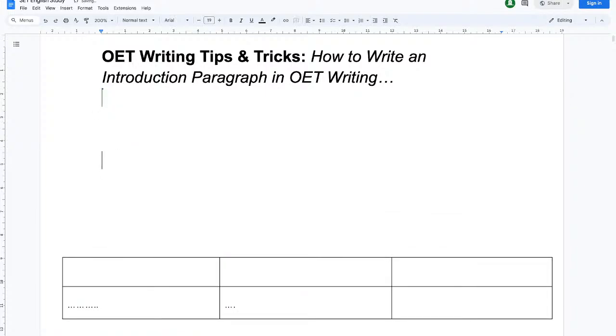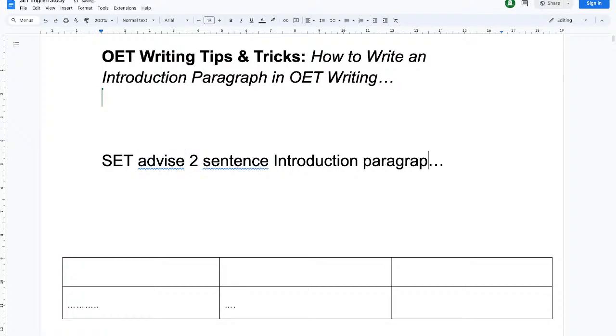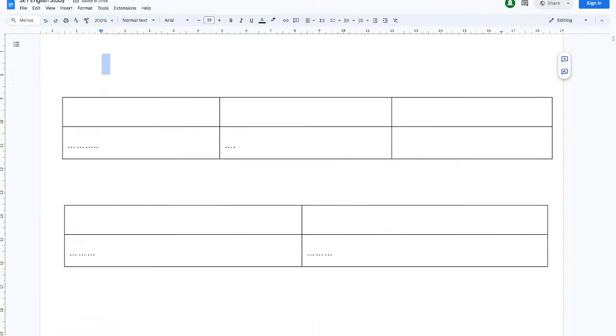We advise 2-sentence introductions. Okay, so that's what I'm saying, just to be clear with all of you guys. How to write an introduction paragraph, we advise 2-sentence introduction paragraphs. Okay, now, so let's get this on the board. Sentence 1, this can be sentence 1, and this can be sentence 2.